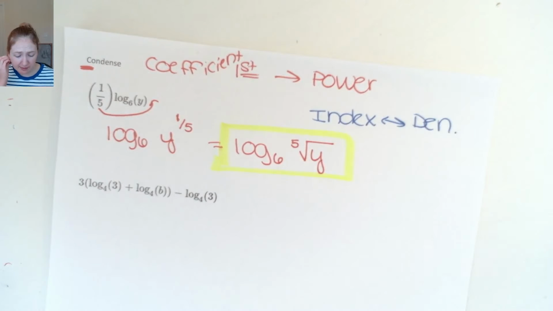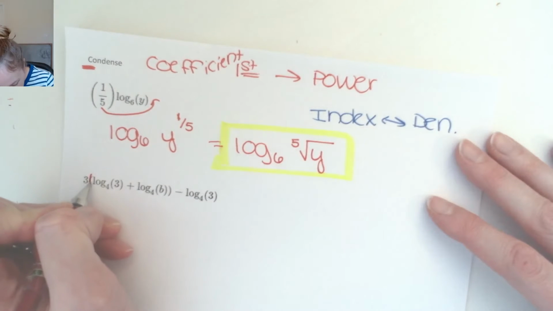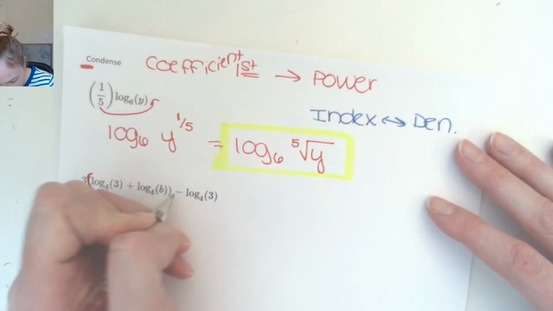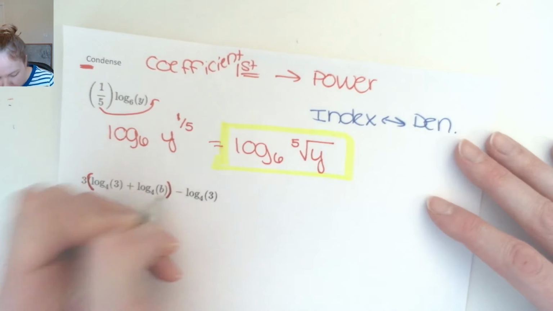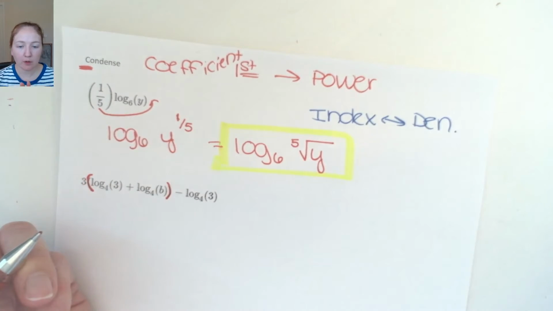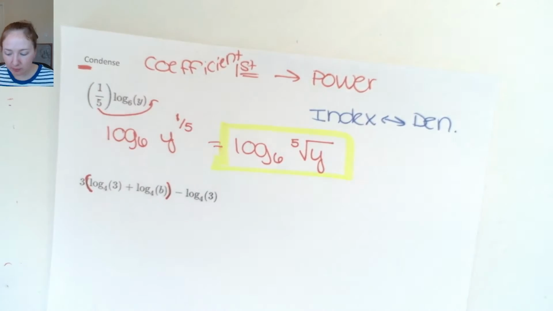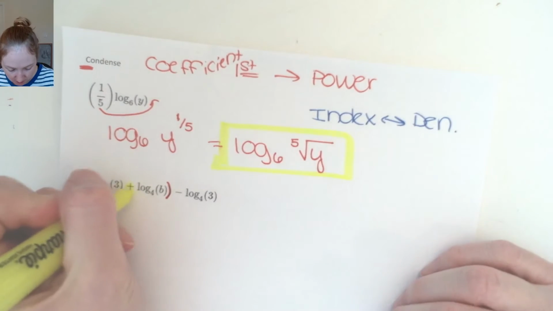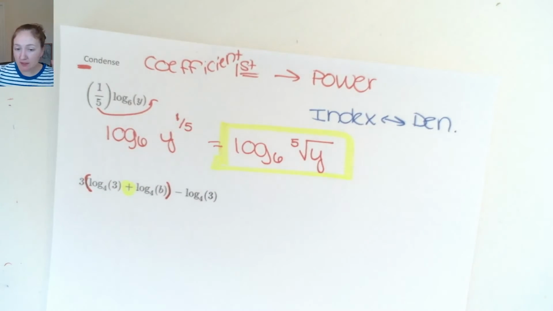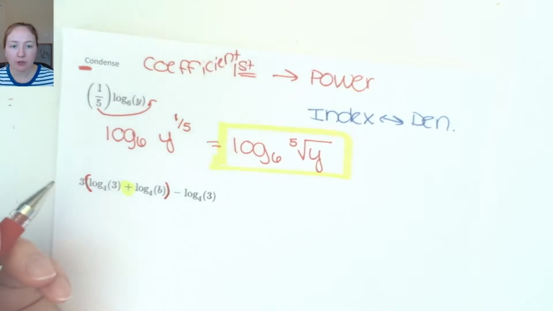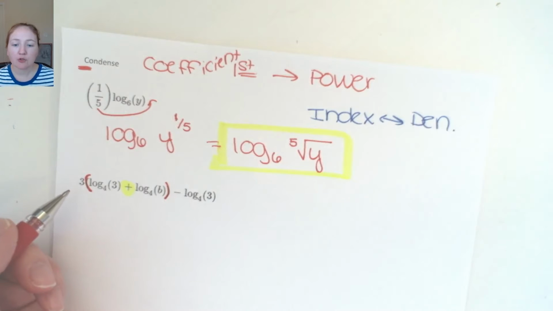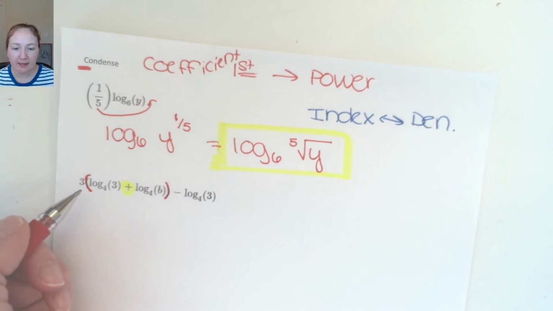So for this next one, same idea, coefficients first. However, be a little careful here. So you have a big parenthesis here, okay? What I would do before moving this 3 up, the problem is that you have this addition sign. And because you have that addition sign, you have to first distribute this 3 before you can use your log properties. So there's a lot of variety in how you could do this.